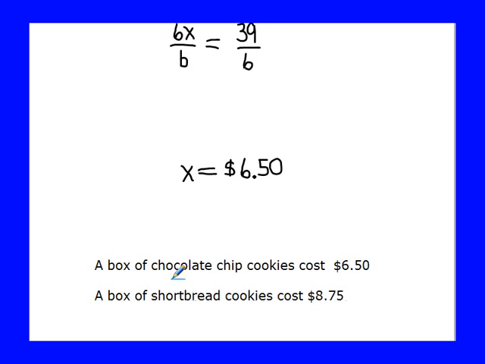So here's what we know. A box of chocolate chip cookies costs $6.50. A box of shortbread cookies costs $8.75.